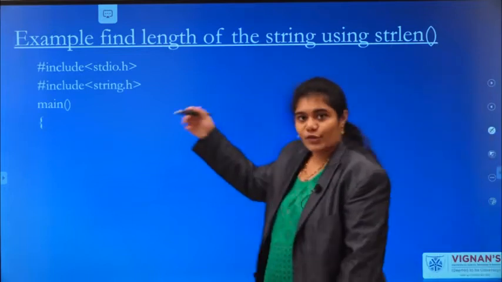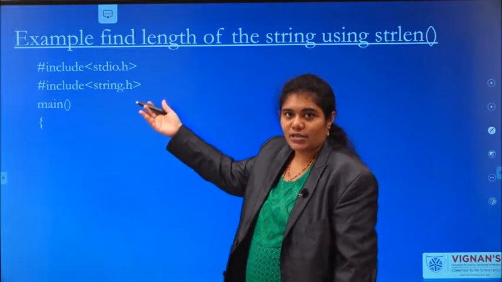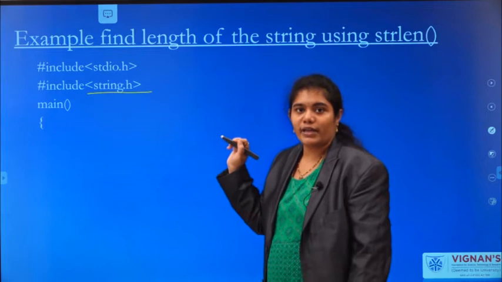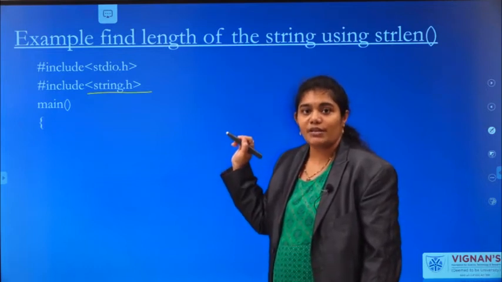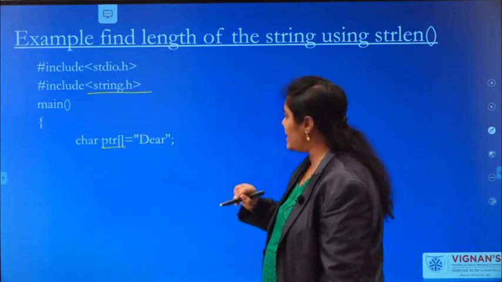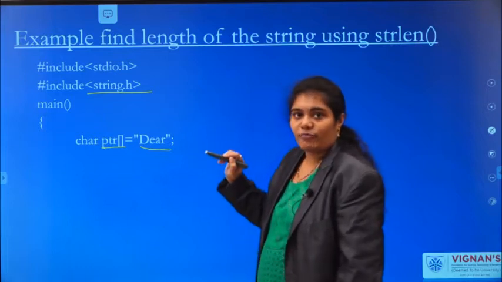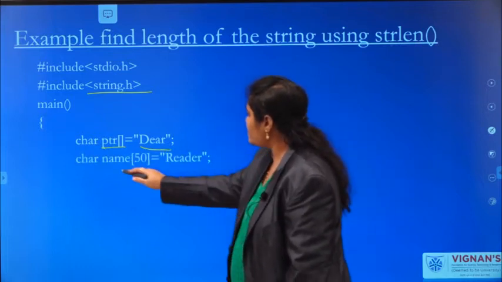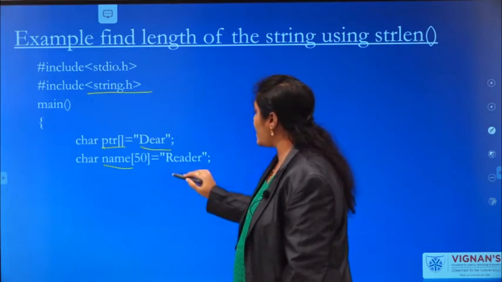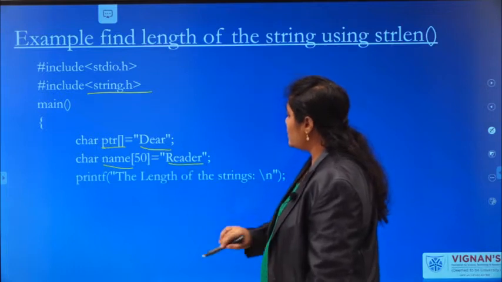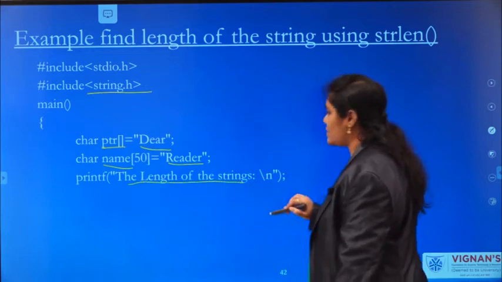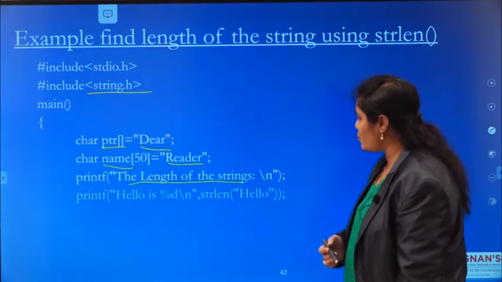Right? And we have a program on this string length, strlen. As we are going to use string library functions, predefined functions, you have to include the header file string.h. I am declaring a character array ptr, and the message of ptr is dear. And one more array, where the size of this array is 50, reader. We are going to find the length of these 2 strings.